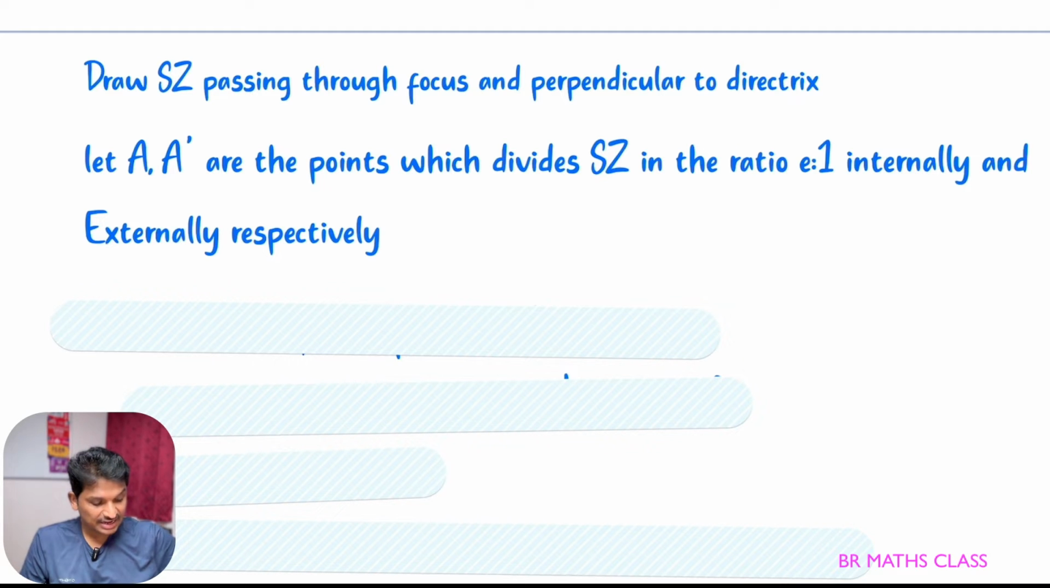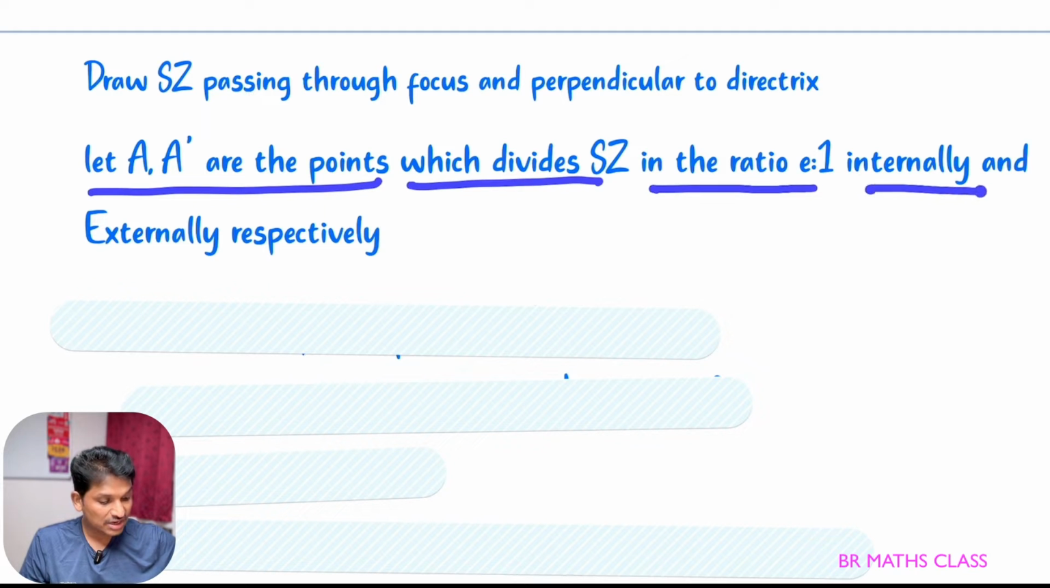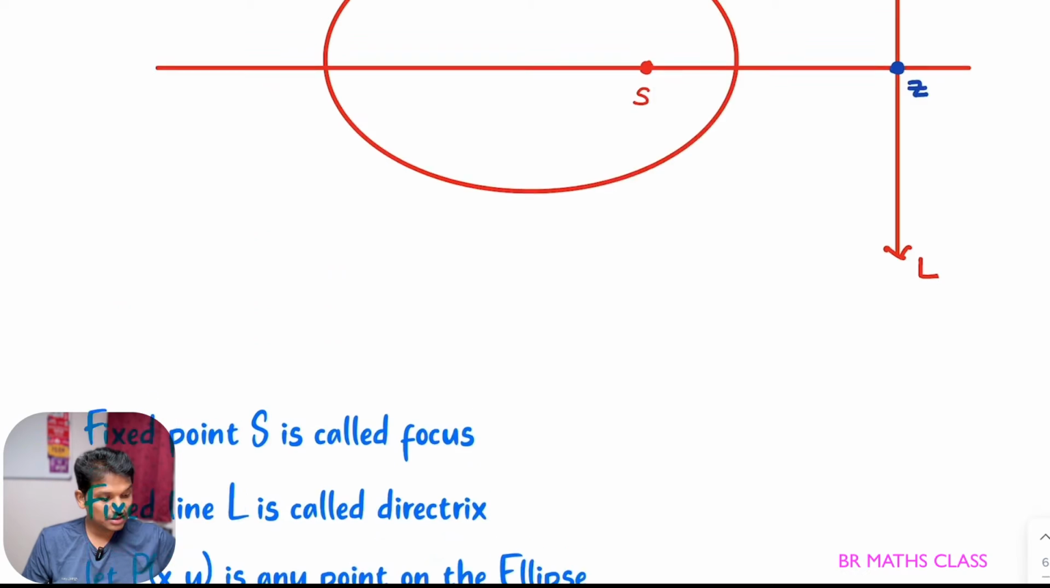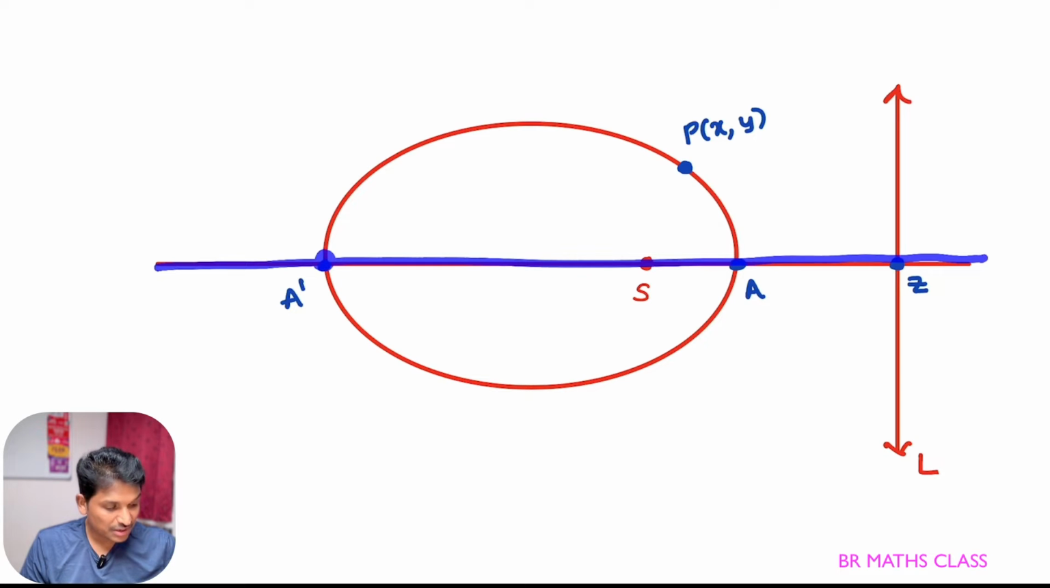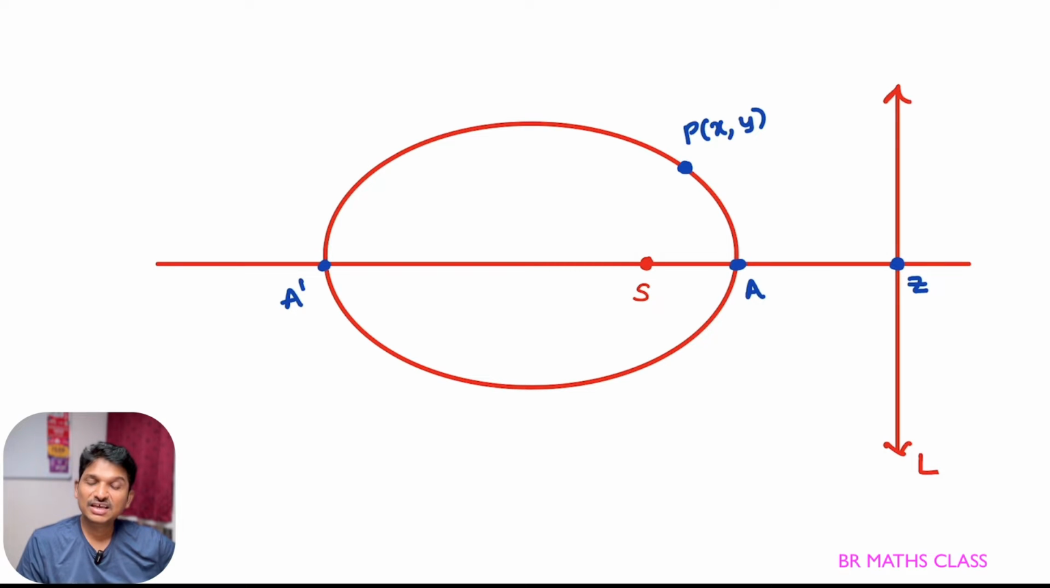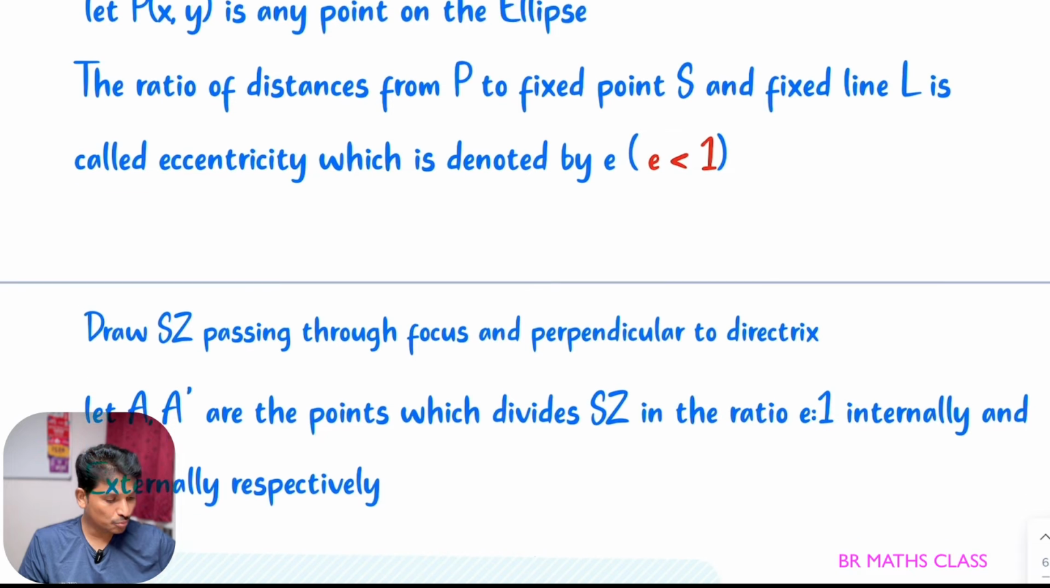This is important. Let A and A dash be the points which divide SZ in the ratio E is to 1 internally and externally as shown in figure. I'll take this point as A and this point as A dash. See here, this point A is in between S and Z, so A divides SZ internally. And this A dash is on the line SZ only, but it is not in between S and Z. So A dash is a point which divides SZ in the ratio E is to 1 externally. I have taken 2 points here, right?